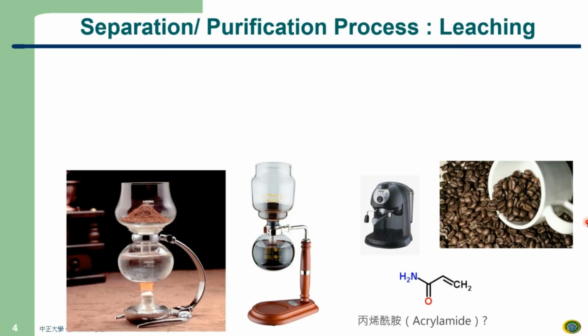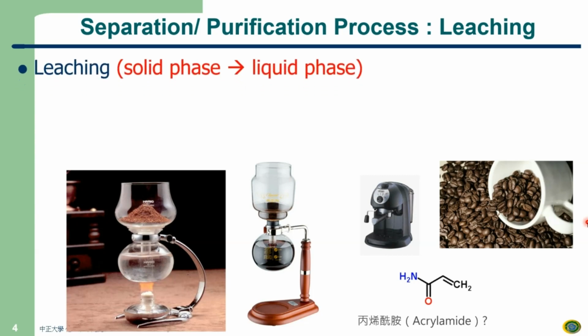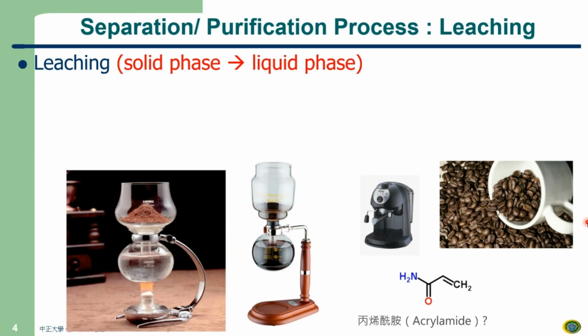So let's talk about the separation or purification processes. The first one is called leaching. The definition of leaching is that you have something in the solid phase and you want to take it away from the solid phase and make it become part of the liquid phase. This is what we call leaching.